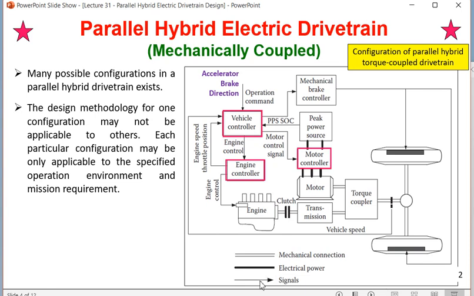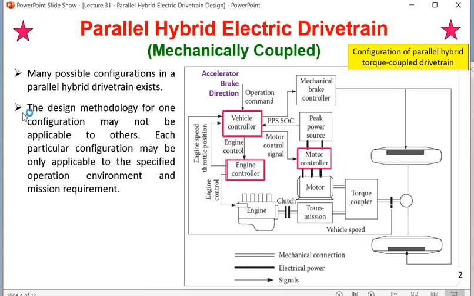Signals, generally sensor signals for the mechanical brake and for the speed, whatever signal inputs are coming to the motor controller, are given by an arrow. Operation command is also a signal, so these are command signals. They are given through the sensor in the accelerator, the sensor in the brake, the sensor in the steering. All those inputs are also coming to the vehicle controller.